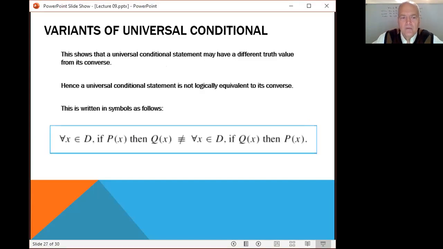So from this, we can conclude that a universal conditional statement may have a different truth value from its converse. So what we say formally is that a universal conditional statement is not logically equivalent to its converse.